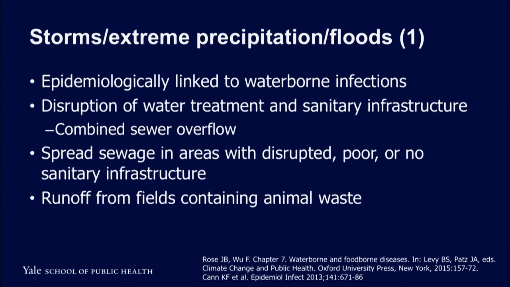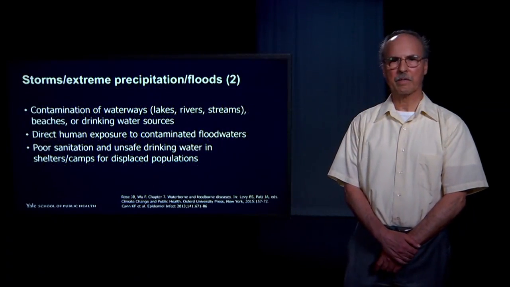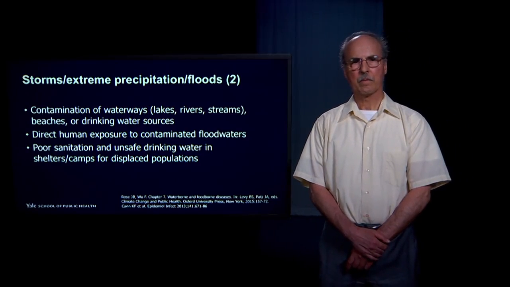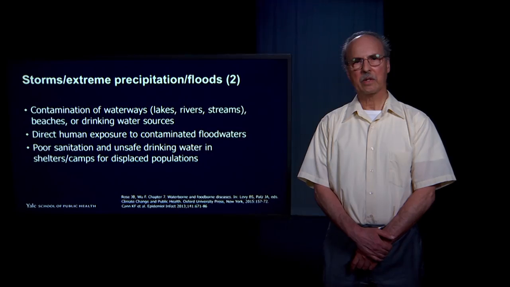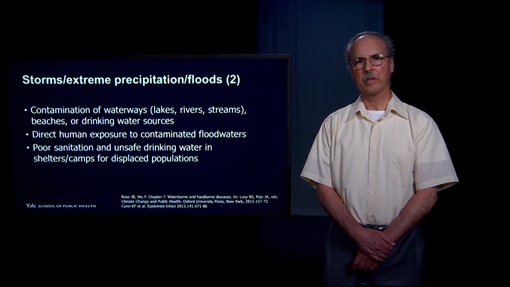Second, we could have spread of sewage in areas with disrupted, poor, or no sanitary infrastructure. Third, we could have runoff from fields containing animal waste. All of these factors could result in contamination of waterways, lakes, rivers, streams, beaches, or drinking water sources, then leading to waterborne infections. We also could have direct human exposure to contaminated floodwaters. And finally, poor sanitation and unsafe drinking water in shelters and camps for displaced populations could lead to waterborne infections.